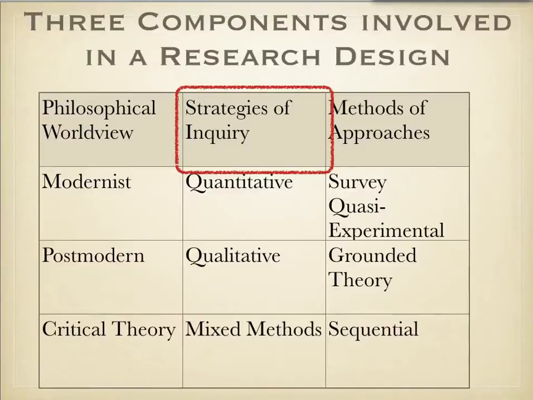You've seen this diagram that combines a number of different elements that we consider when we're doing research. We've already talked about philosophical orientations, philosophical worldviews: a modernist, a postmodernist, and a critical theory approach. In this video, we're going to talk about the two major methodological orientations, quantitative and qualitative methodology, and give you a brief overview of each of those.